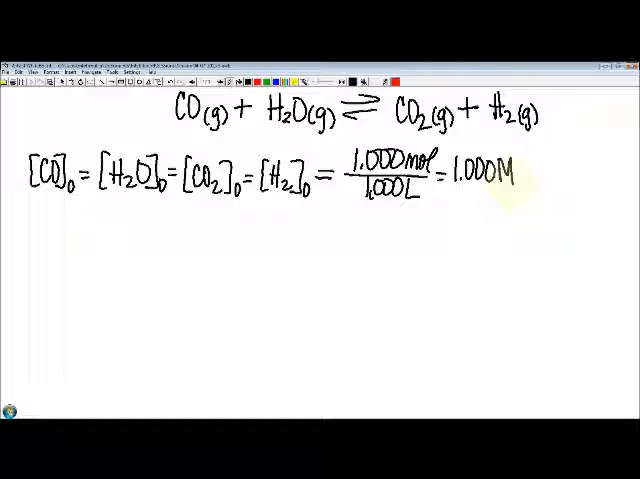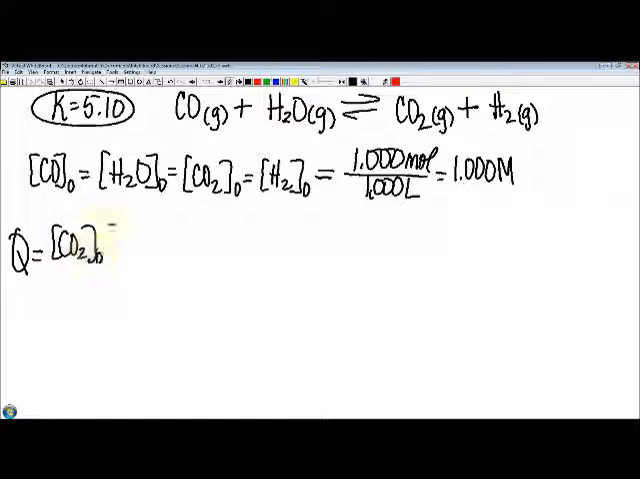Because if Q is equal to K already, then we are good to go. We don't have to do any of this math. We said in the problem that K is 5.10, so let's compare. Our Q will be products over reactants, so the CO2 times the H2. I didn't point it out, but it is balanced already, so we don't need any exponents for us today.